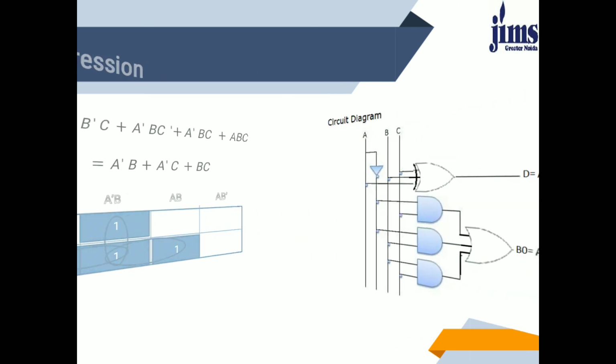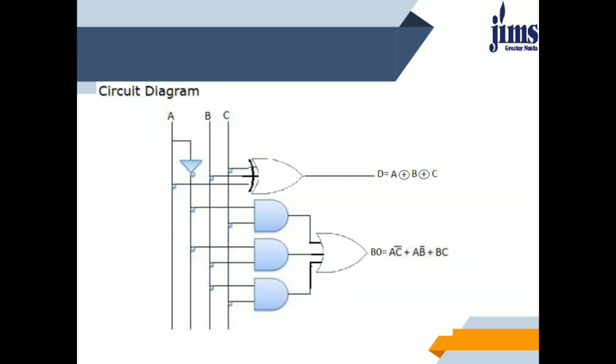Now you can make a circuit diagram using these expressions. We have discussed how to make a logic circuit using a Boolean expression. So you can prepare a logic diagram. To generate the difference, we need a 3 input XOR gate, and to generate borrow, we need 3 AND gates with 1 single OR gate. So this is the way through which we can implement any full subtractor or half subtractor.